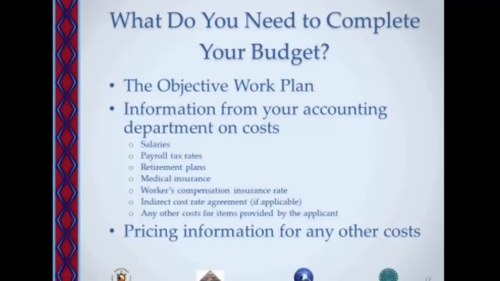And the last thing that you need is pricing information for any other costs that you're going to propose. If you're going to propose any high ticket or unusual items, remember to include a price quote or something that corroborates the cost you're indicating. The reviewers don't have time when they're reading your application to go and research your costs. So if you provide it, it's helpful for the reviewers and also for ANA when they're looking at your budget.